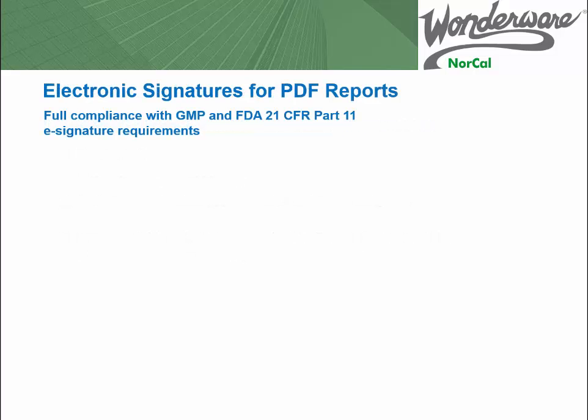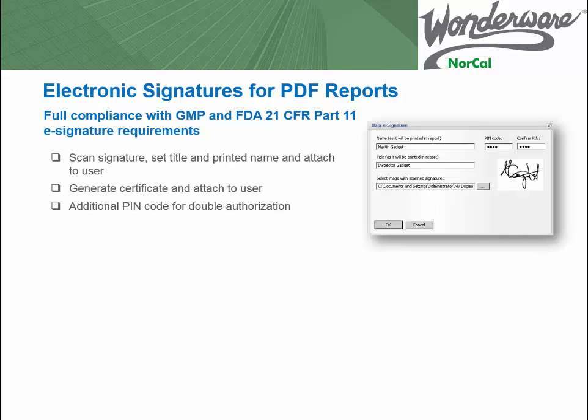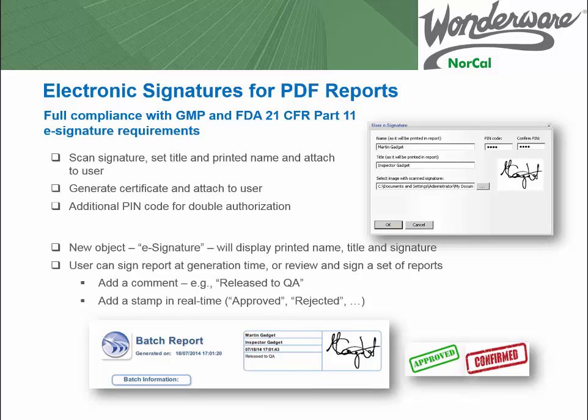With the e-signature option, you can assign and configure electronic signature credentials to authorized users in Dream Report. This module provides full compliance with GMP and FDA 21 CFR Part 11 e-signature requirements. An e-signature object can be placed on a PDF report, and the report can be set to require an e-signature and which users are authorized to sign the document. The authorized user can then sign the report at generation time, or review and sign a set of unsigned reports, add comments to their signature, and include a pre-scanned signature image if desired.